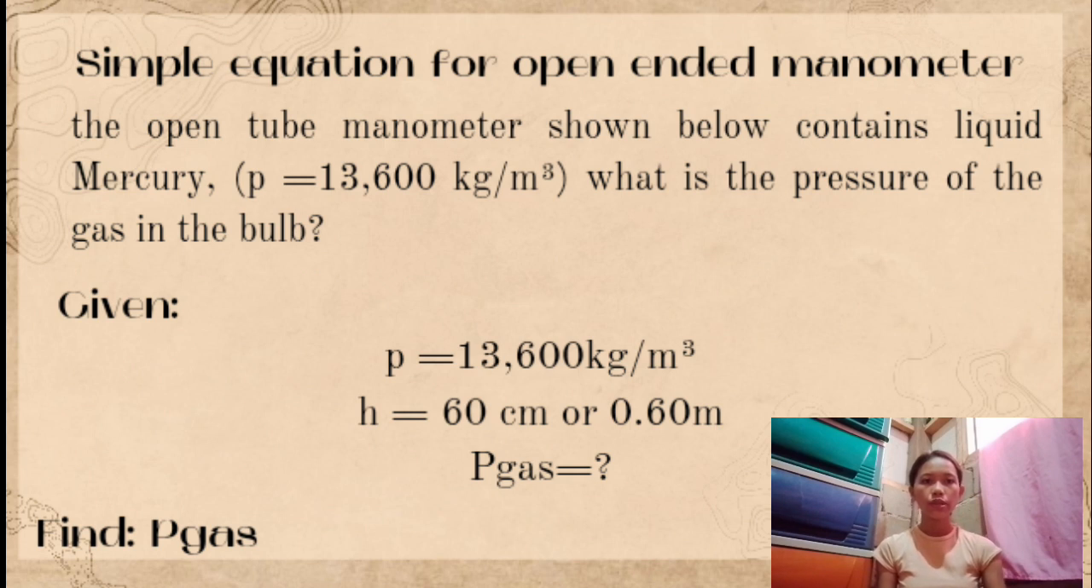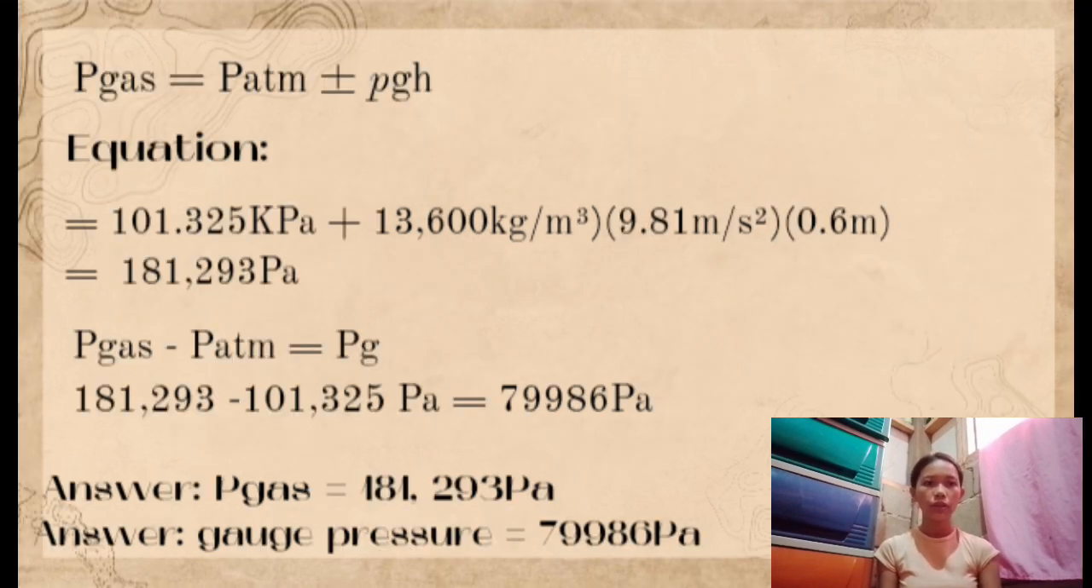In this equation, the density of the fluid and the height of the fluid are given, while P gas, the pressure of gas, is unknown, which means that we need to find the pressure of gas. In order to solve it, we just need to use the formula of an open-ended manometer, which is the pressure of gas equals the pressure of the atmosphere plus the formula of the barometer: the density of the fluid, the acceleration due to gravity, and the height of the fluid.